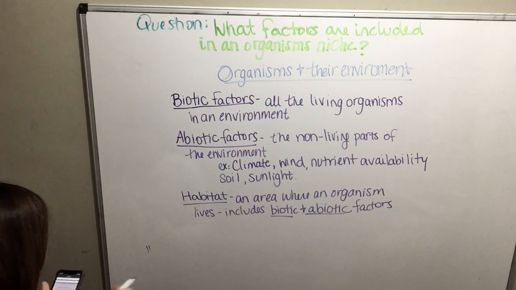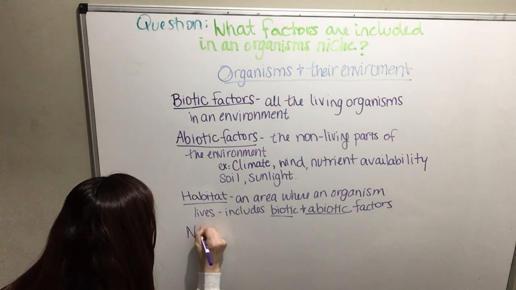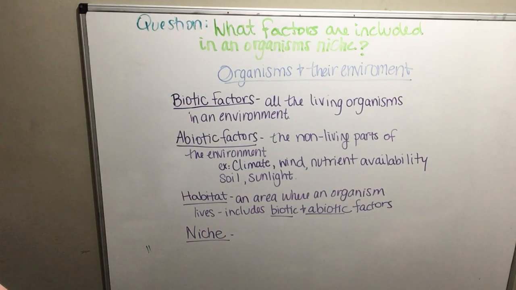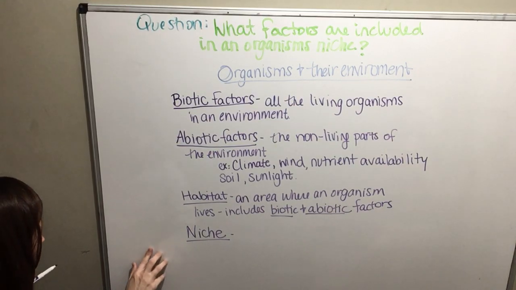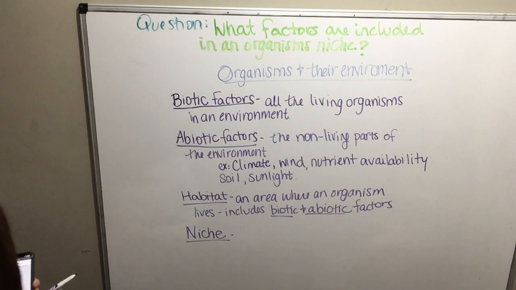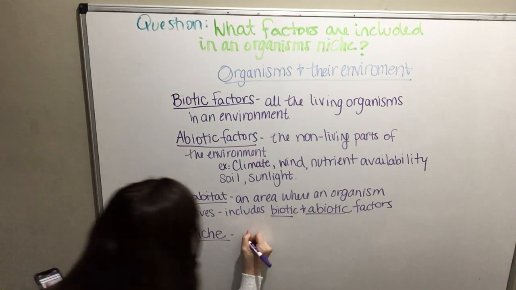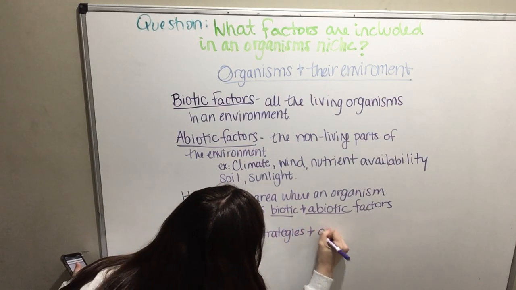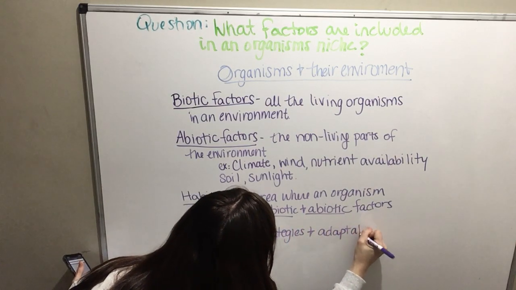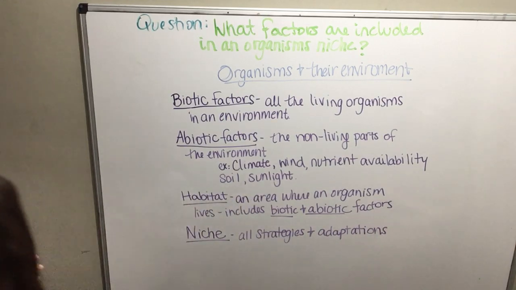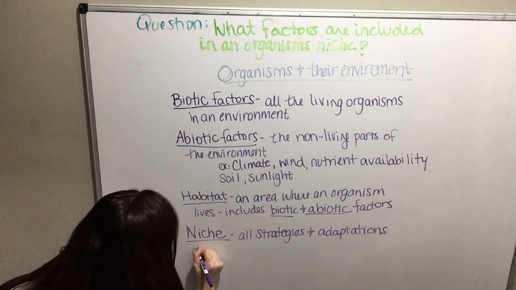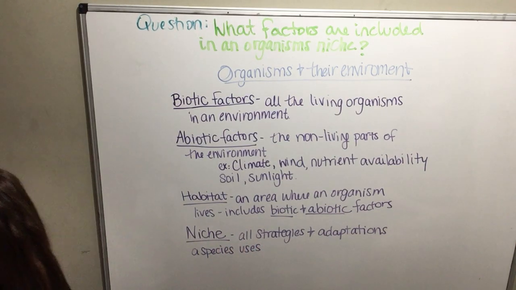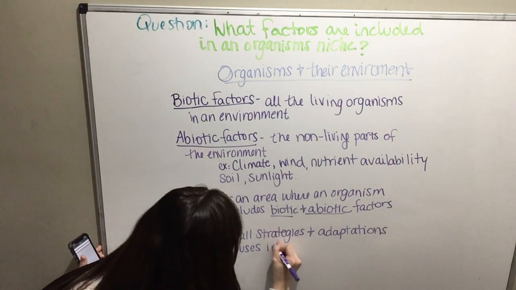Then we have something called a niche. Sometimes you might hear people say niche. Either way, tomato, tomato. Okay, so a niche is all the strategies and adaptations a species uses in its environment.